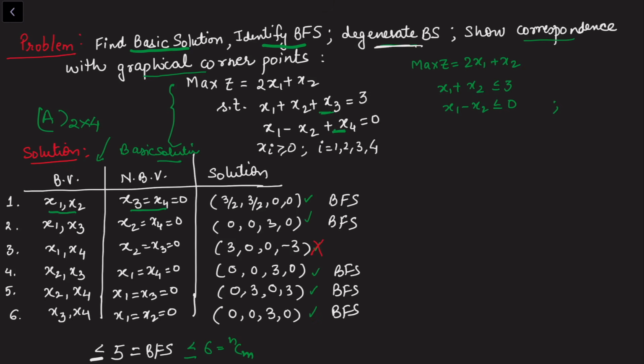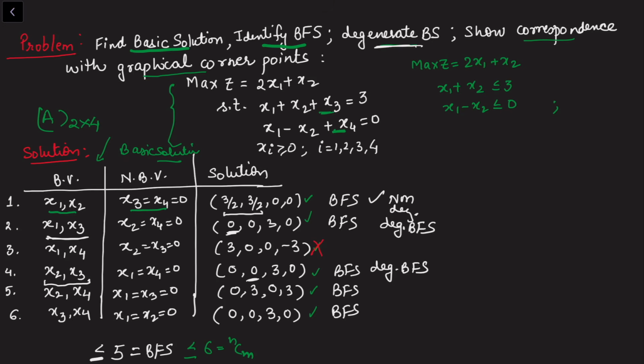And for degenerate, these 2 are basic variables, they are not 0. So this is a non-degenerate case. But in this case, we see that x1, x3 are basic variables and x1 is coming out to be 0. So this case is a degenerate basic feasible solution. Even here x2, x3 are basic variables, but x2 is coming out to be 0. This is also a degenerate basic feasible solution.